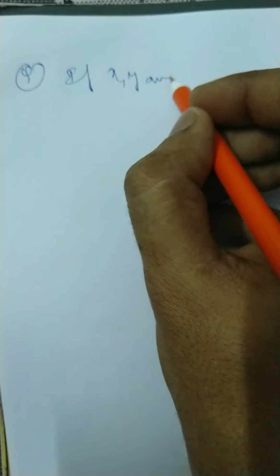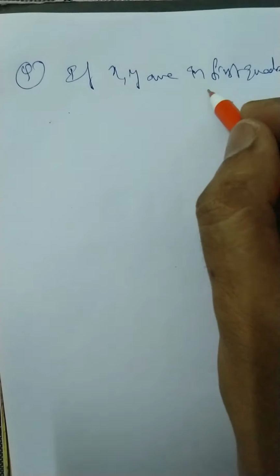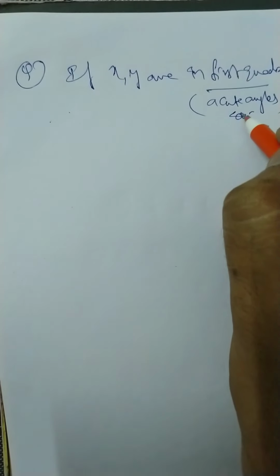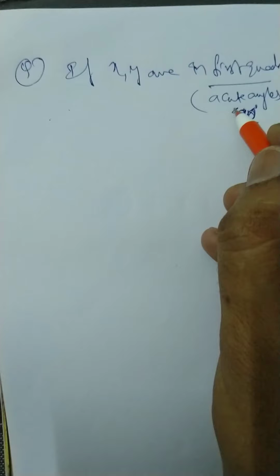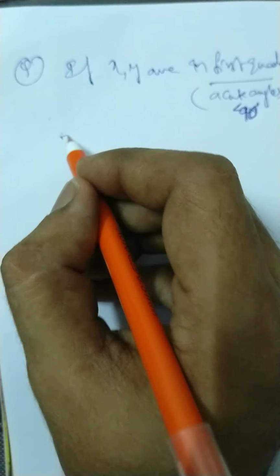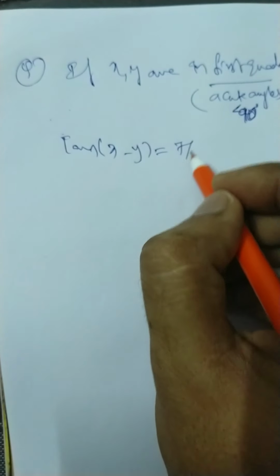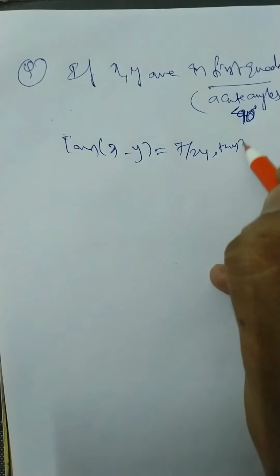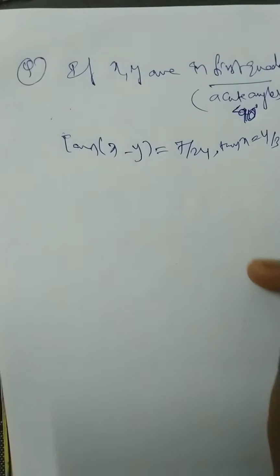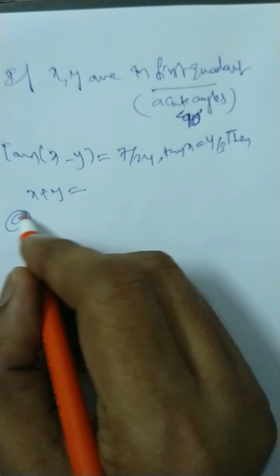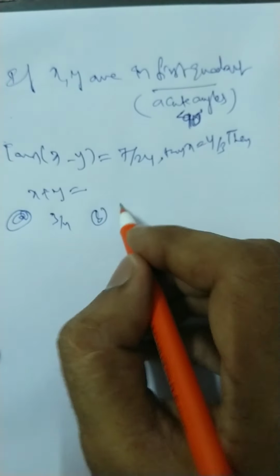If x, y are in the first quadrant (sometimes this first quadrant can be replaced with acute angles, less than 90 degrees), tan of x minus y is equal to 7 by 24, tan x is equal to 4 by 3, then x plus y is equal to... the options are 3 by 4, pi by 2, pi by 4, 1.